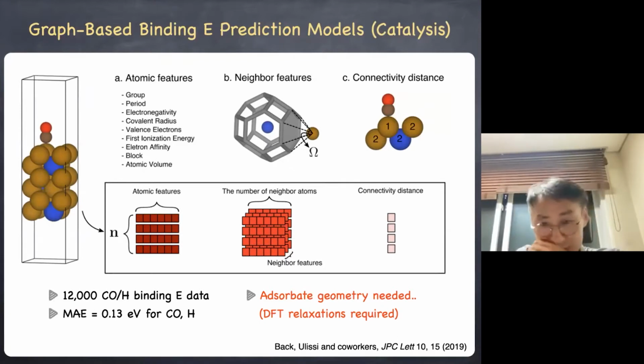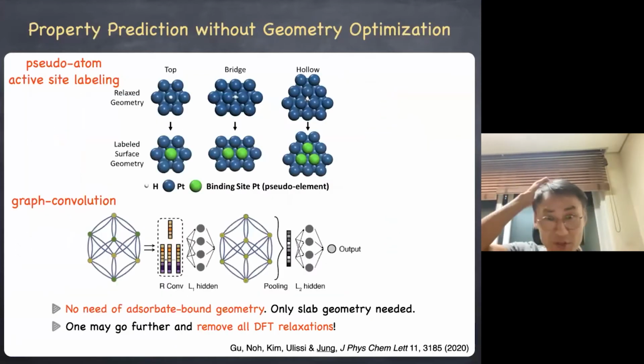So it was good, except that in order to use a graph, when you make a prediction, you basically need the structure of the material. In practice, in order to use this kind of graph model, you need to perform DFT geometry relaxations ahead of time. And of course, if you have already done the DFT relaxations, there's no need to use a machine learning model. So the motivation of our work in this field was that it would be good to have a model that could predict the binding energies without geometry relaxations.